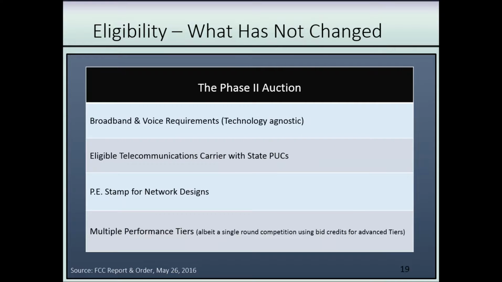Next slide, please. So on the Phase 2 auction, we have some things that have not changed. One is, and this took a little work on the part of a number of associations, including the American Cable Association, the WESCO organization, and so forth, to make sure that the broadband and voice requirements could be met under technology agnostic design. So whether it's wireline, wireless, any combination of those two, there is an opportunity to play. And indeed, there's an opportunity for satellite to play as well.